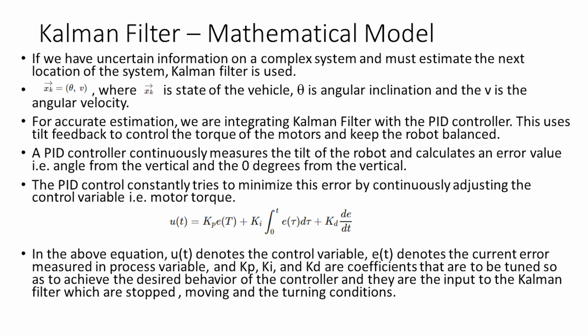A PID controller continuously measures the tilt of the robot and calculates an error value, that is, the angle between the vertical and the deviation. The PID controller constantly tries to minimize this error by continuously adjusting the control variable, that is, the motor torque.